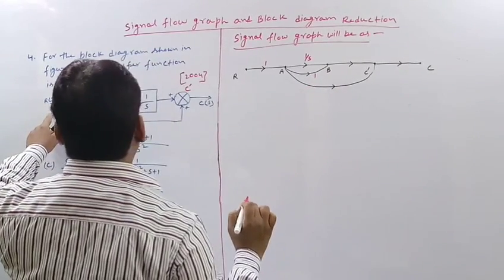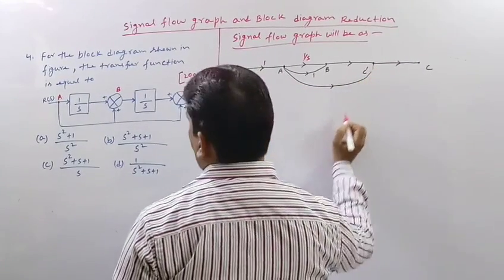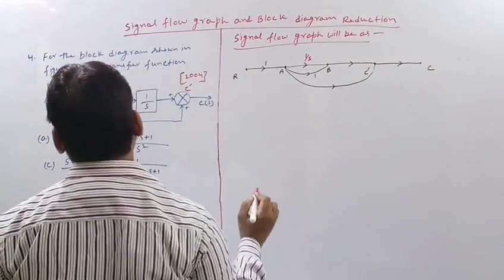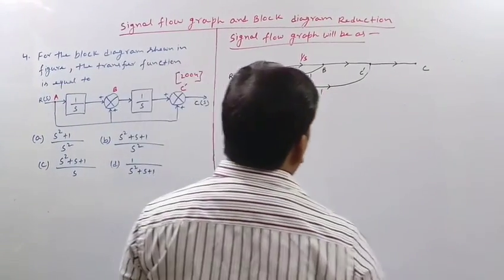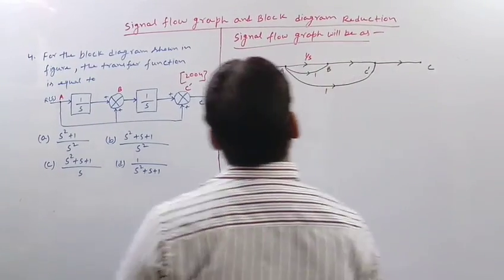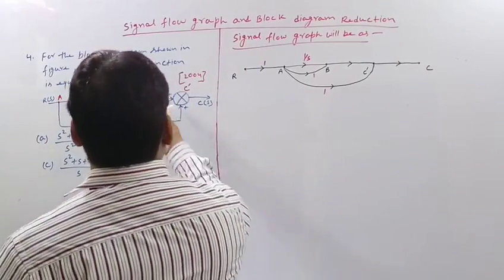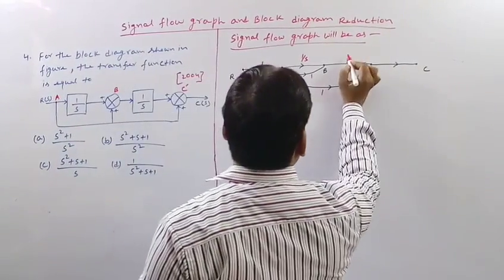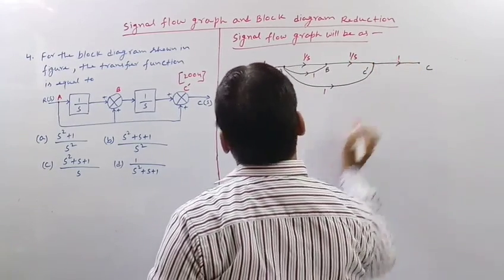Between A and C dash, there is one more path having path gain 1. Now between B and C dash, it has path gain 1 by S, and between C dash and C, it has path gain 1.